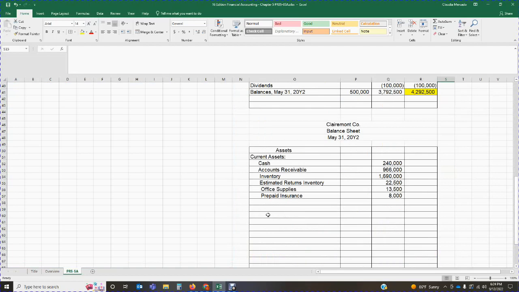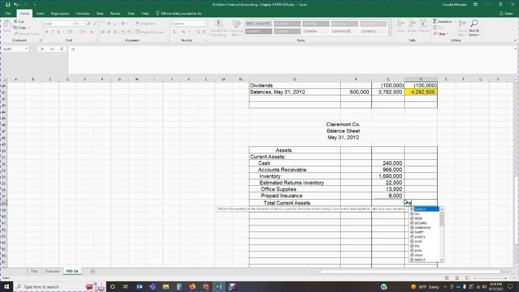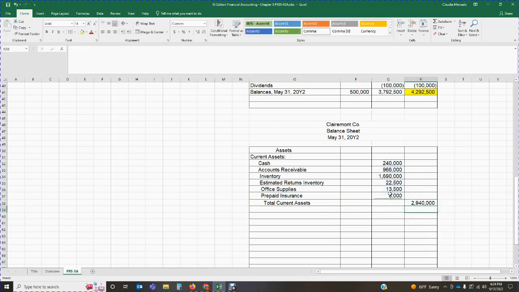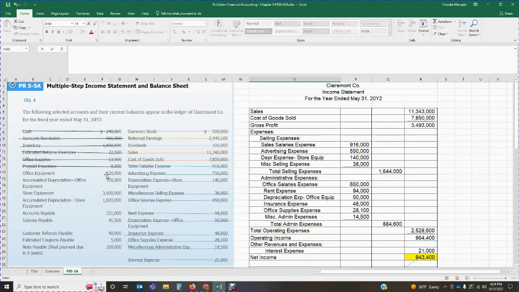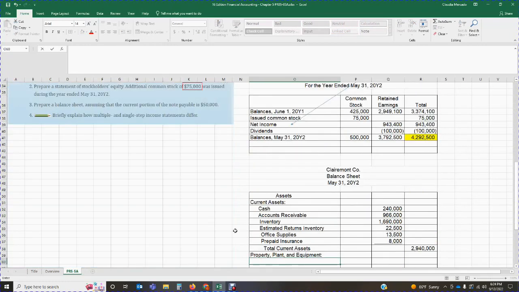So now we can tally up all of our total current assets. Total current assets. We're going to tally those together, and we're going to get a total. Okay. We have a total of $2,940,000 of current assets. Now we have our section property, plant, and equipment. Okay. So in this section, we're going to go ahead and bring in our office equipment of $830,000. Okay.